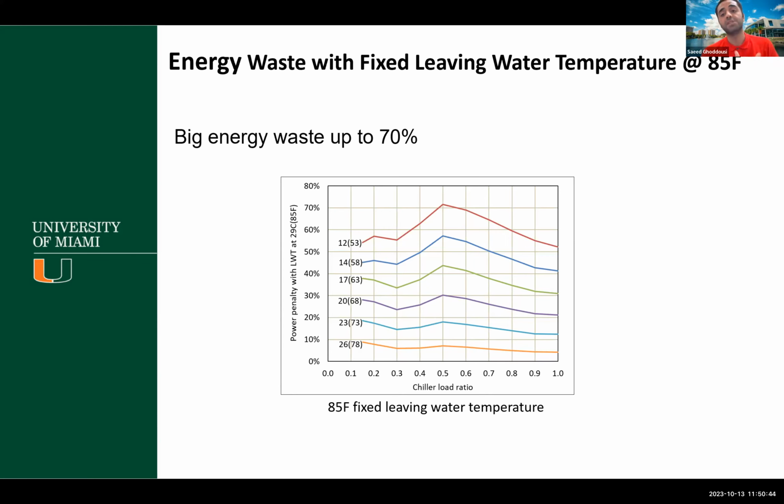Running a fixed leaving water temperature at 85, we see that we may have up to 70% energy loss based on the ambient air wet bulb temperature, and it is a very large amount of energy loss. You cannot believe how this method is currently used in cooling systems. I think most of the cooling towers are working with these parameters and these control strategies. This is not efficient.